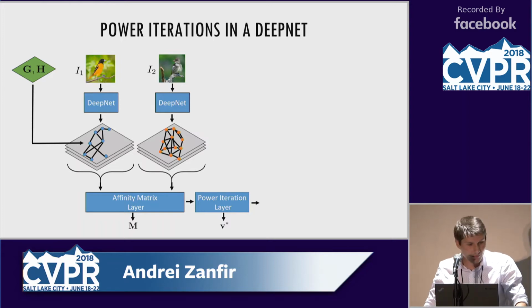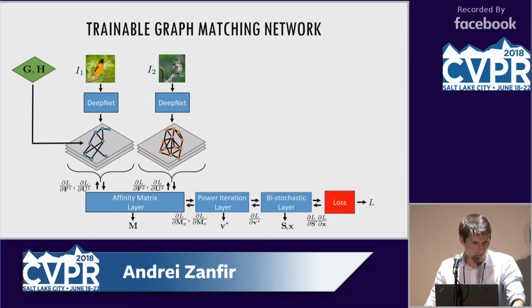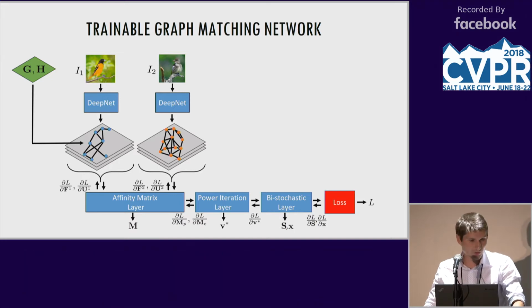We completed the layer requirements, and now we can plug it into our framework to produce the solution V star and backpropagate its gradients with respect to deep features. A bistochastic operation is also transformed into a layer. This is an important step in having the solution obey the one-to-one mapping constraints. The layer outputs a final matrix of assignment S and the corresponding positions of the matches.